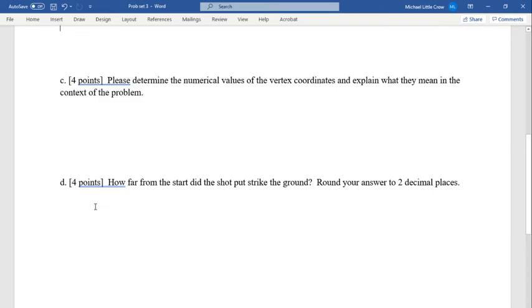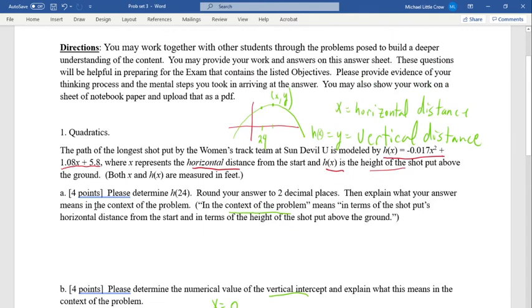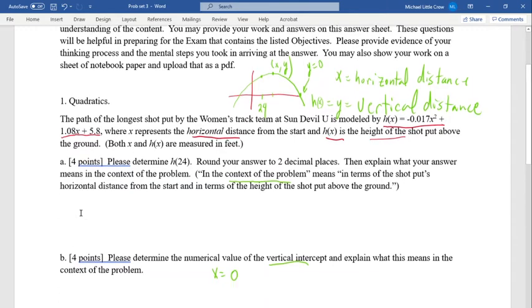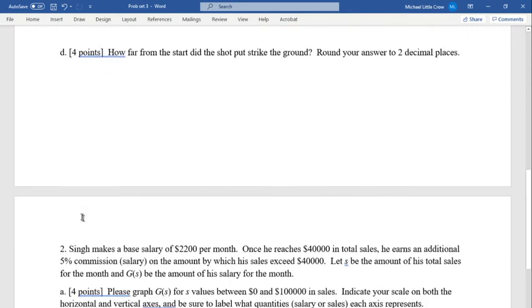And then how far from the start did it hit the ground? Well, when is it going to hit the ground? Well, it's an x-intercept, right? It hits the ground over here. The ground is the x-axis. So once you get this other x-intercept here, again, y equals 0 is the ground. And then you'll be able to explain what x and y are in those terms.